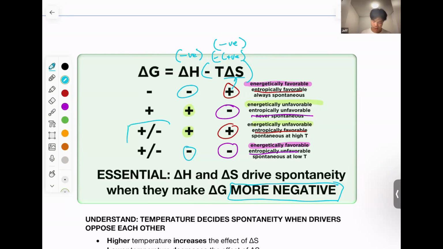So the only tricky cases here are the bottom two. In the top two cases, if you have a negative delta H and a positive delta S, you'll always have a negative delta G. And in the second case, if you have a positive delta H and a negative delta S, you will always have a positive delta G. The bottom two cases become tricky because it can be either, depending on what temperature your system is at.